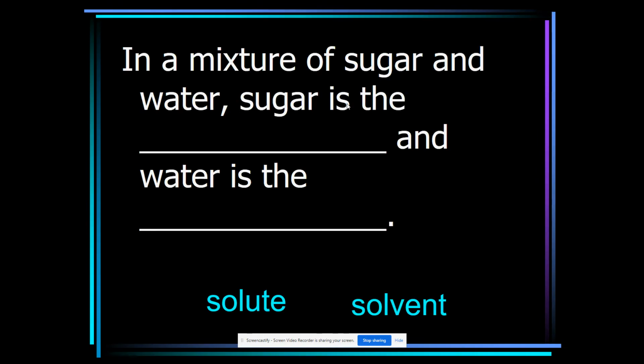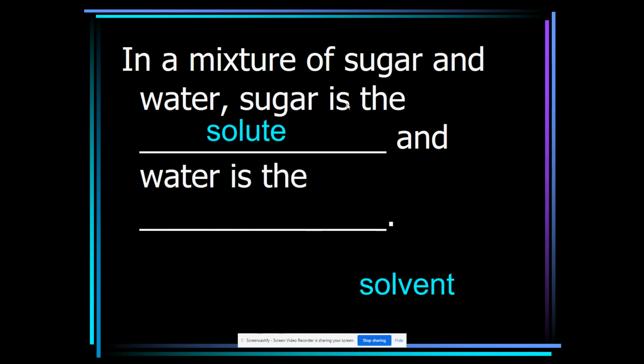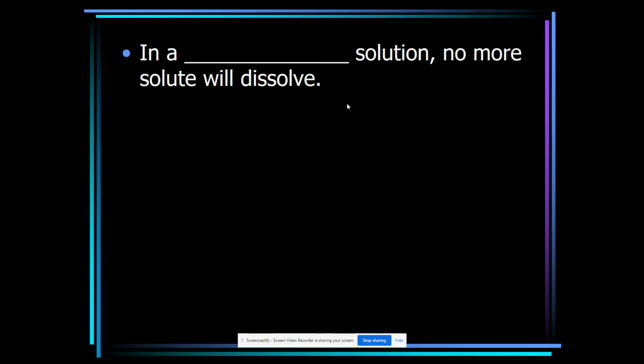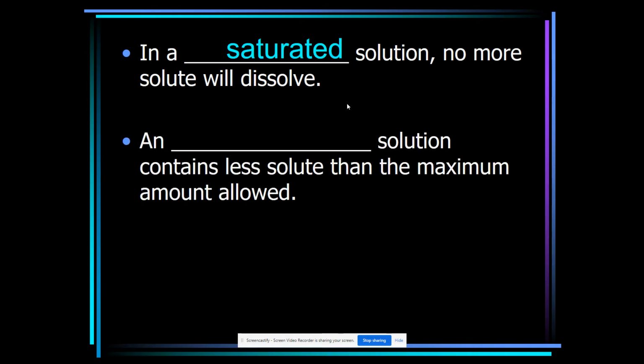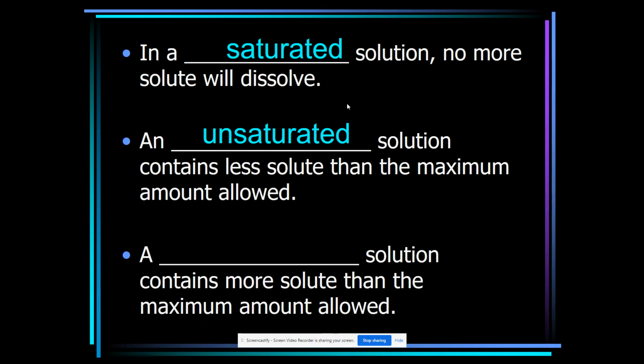So, in a mixture of sugar and water, sugar is the solute and water is the solvent. In what kind of solution will no more solute dissolve? That would be saturated. And a blank solution contains less solute. This would be unsaturated. And then a blank solution contains more solute. That would be supersaturated. Okay.